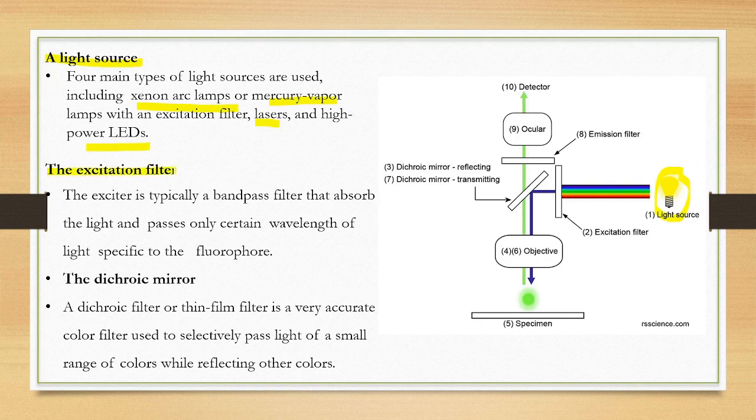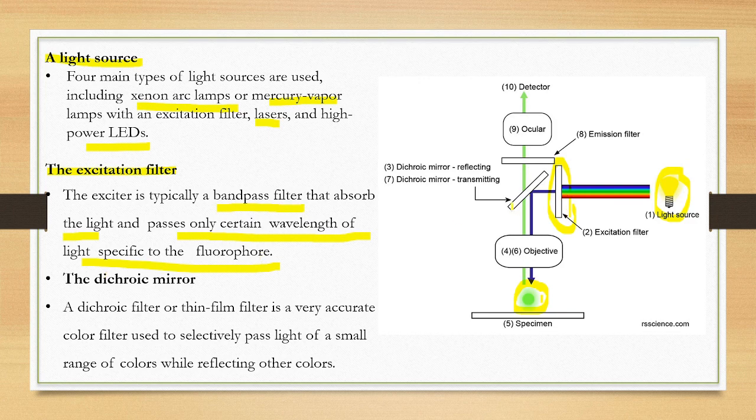Second is the excitation filter. This is the excitation filter. It's typically a band pass filter that absorbs the light and passes only a certain wavelength of light specific to the fluorophore. So it allows only a particular type of light which is specific to the fluorescent dyes used in the specimen. Here it is the blue light. The excitation filter absorbs all other light but only passes the blue light here.